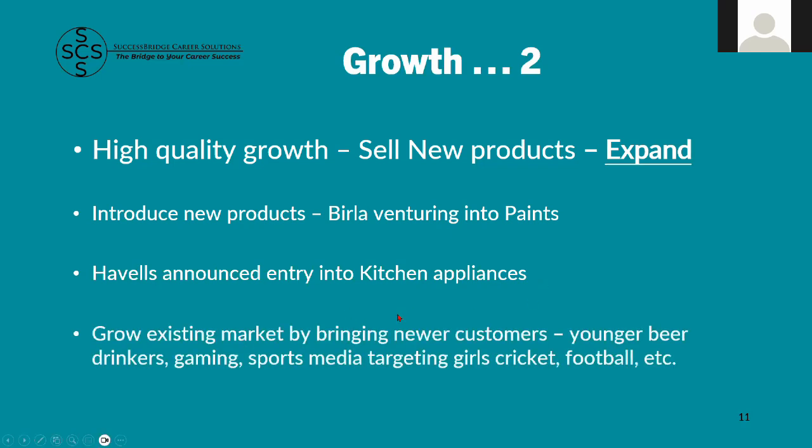So basically, another aspect is to grow the existing market by bringing in newer customers. So, for example, beer companies are now targeting younger drinkers. Beer companies are also targeting women. Women traditionally are not much known to drink beer, but recently all the beer companies are targeting younger women, independent women, the club-going women, to drink beer.